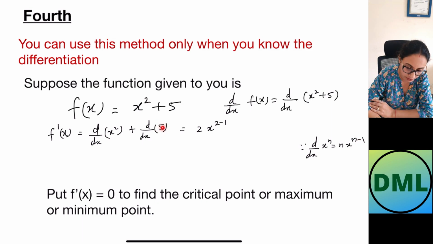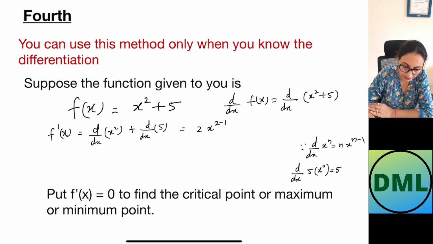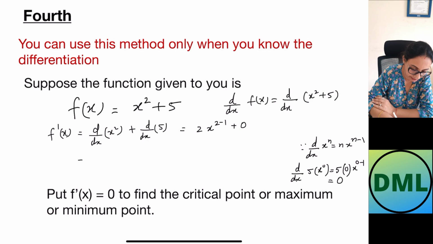I need to differentiate the constant function here. The constant 5 can be written as 5 multiplied by x^0, as we know that x^0 is 1. If I multiply x^0 with 5, my answer is still 5. I need to differentiate that. 5 is a constant, and here my n value is 0, so it will be 0·x^(0-1). If you multiply any number with 0, your answer is 0. That's why the differentiation of a constant term is 0. So d/dx of the constant 5 is 0 here. If you solve that, it will be equal to 2x^1, which is 2x.